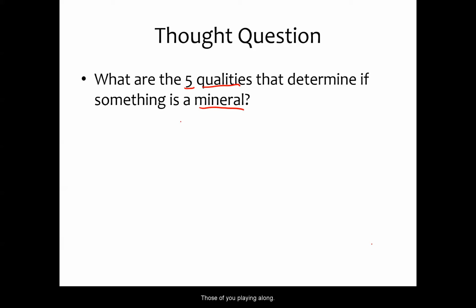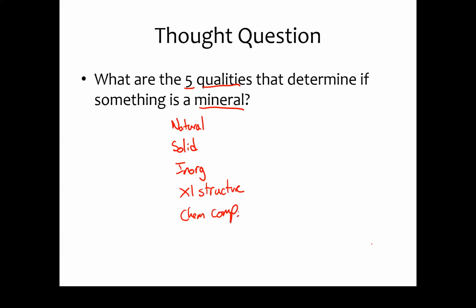For those of you playing along, it's got to be natural, solid, inorganic, crystal structure. Sometimes I'll just write XL, crystal. And it's got a specific chemical composition. Those are your 5. For something to be a mineral, it's got to meet all 5 criteria.